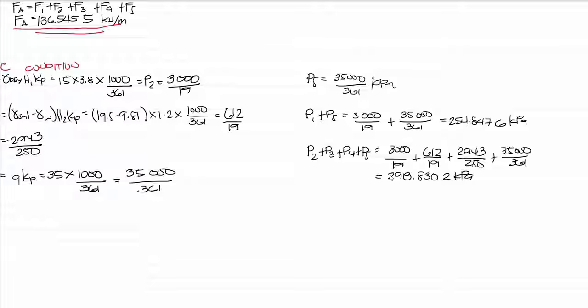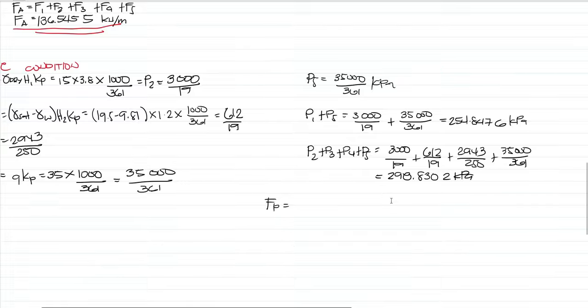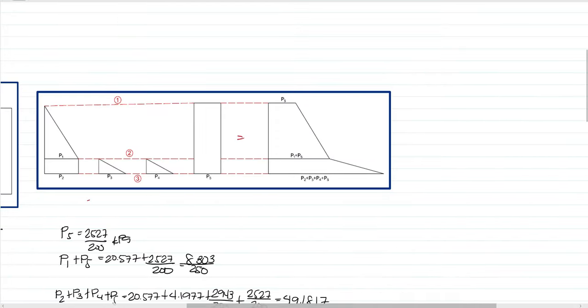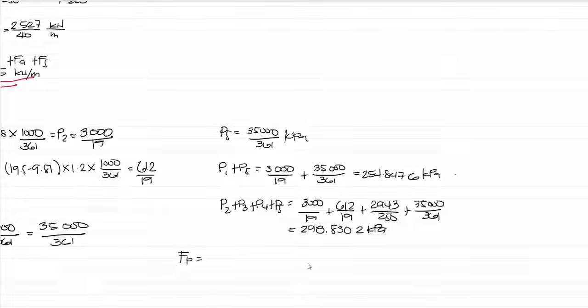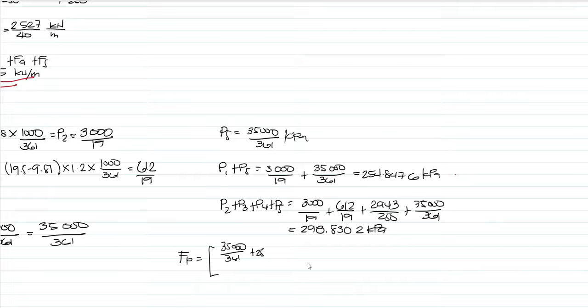So, ngayon, pwede na natin gawin is to get the passive earth force by having the earth pressure diagrams. Trapezoid sa taas and trapezoid sa baba, i-add natin. So, that is P5. I-add natin to kasi ito yung length ng dalawa or yung height ng trapezoid na magkaiba. So, P5 tsaka itong P1 plus P5. So, that is 35,000 over 361 plus 254.8476 divided by 2 times yung height nung trapezoid, which is 3.8. So, yan yung unang trapezoid natin.